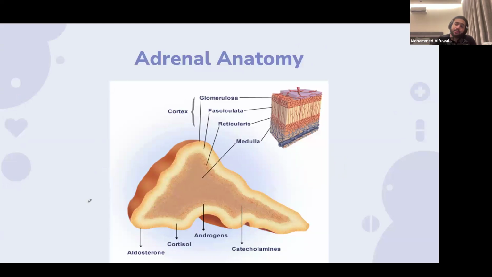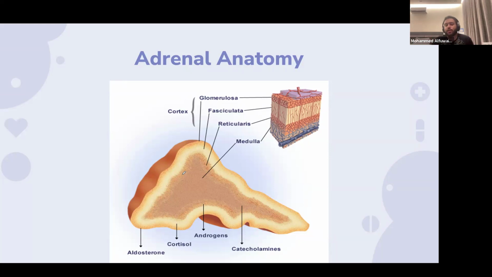So the adrenal gland, you have two important structures: the cortex, which is outside, and the medulla, which is very inside. Now, the cortex itself is divided into three layers, from superficial to deep. You have glomerulosa, fasciculata, and reticularis. GFR, okay? Glomerulosa, fasciculata, reticularis. And then the medulla, which is the deepest, inner structure.